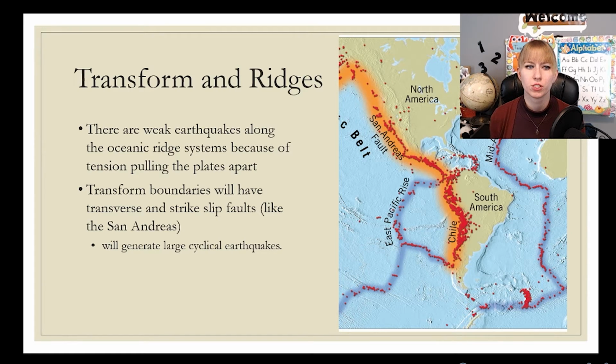Your mid-ocean ridge earthquakes that occur are weak because they are just due to tension pulling plates apart as magma comes up and it spreads the ocean.